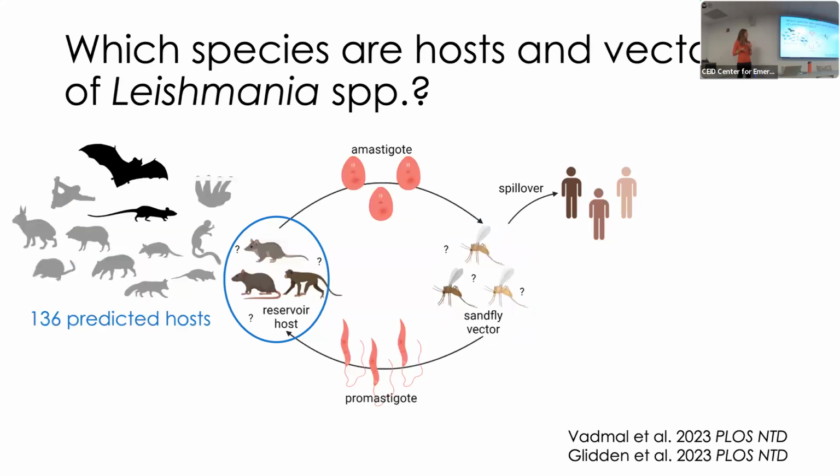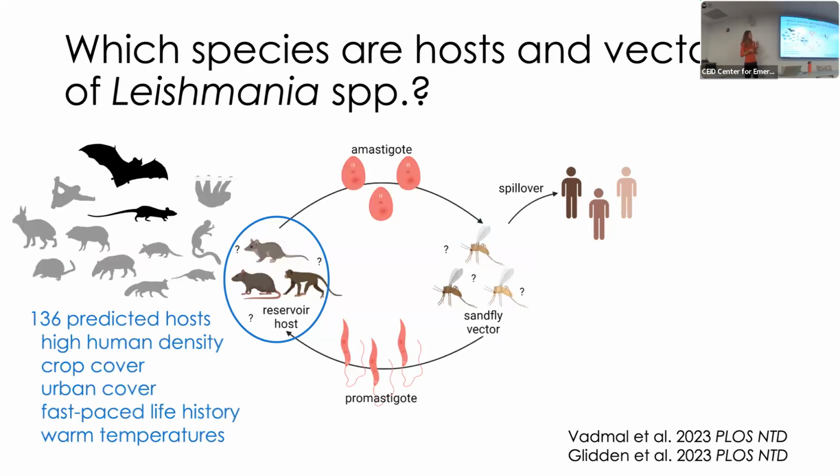What we found for the hosts is 136 newly predicted host species, primarily including rodents and bats, but also including things like non-human primates and sloths and armadillos. The key ecological predictors of those hosts were species that occur around high human density, high crop cover, high urban cover. They have fast-paced life history, and they are associated with warm temperatures. So these are kind of human-associated species.